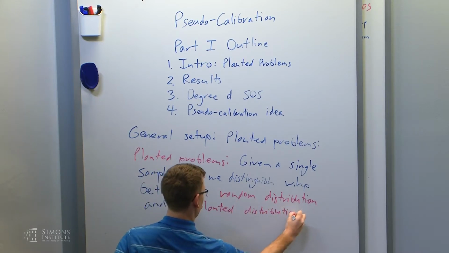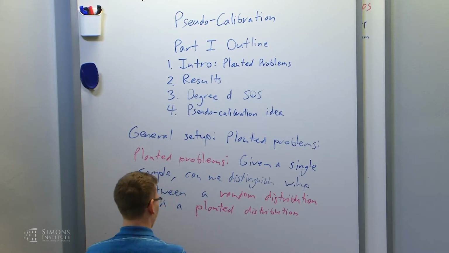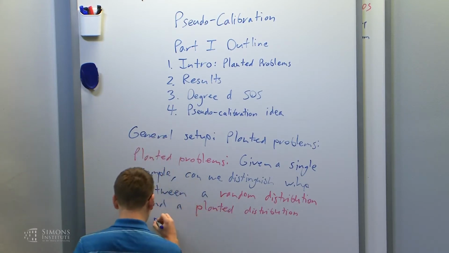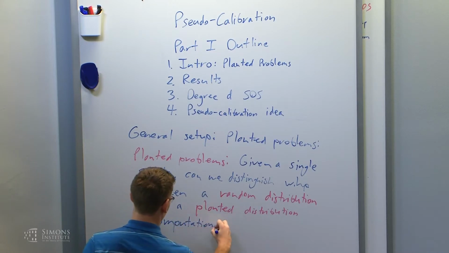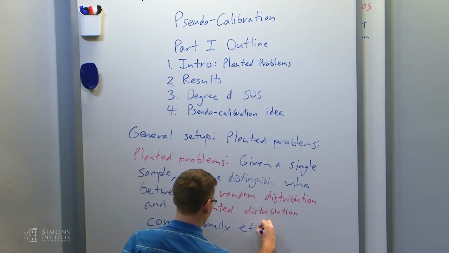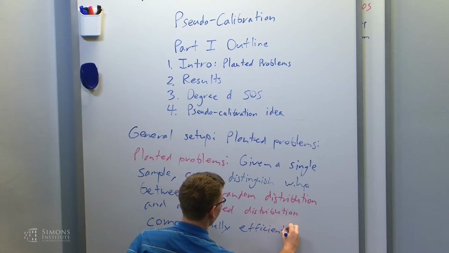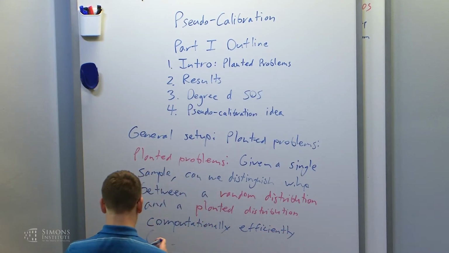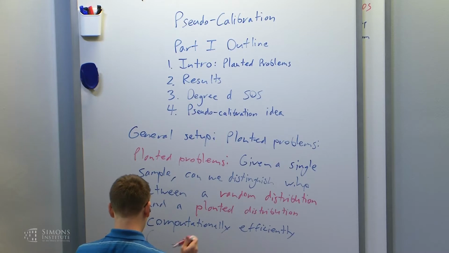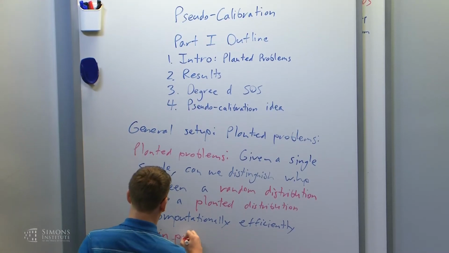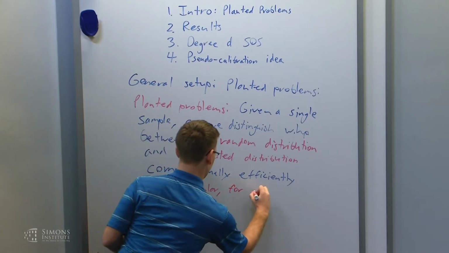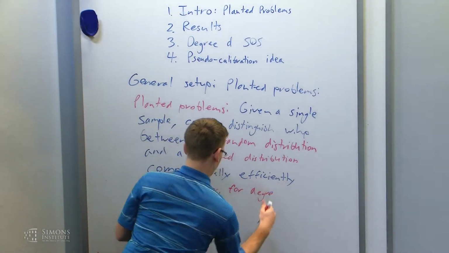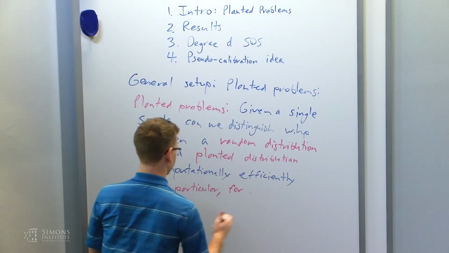I guess the answer is it depends. One more phrase, computationally efficiently. And yeah, it depends on the problem. And in particular, for most of the talk, we'll focus on low degree sum of squares.